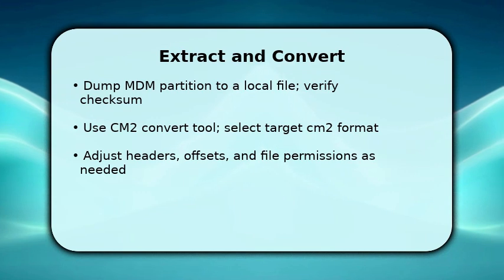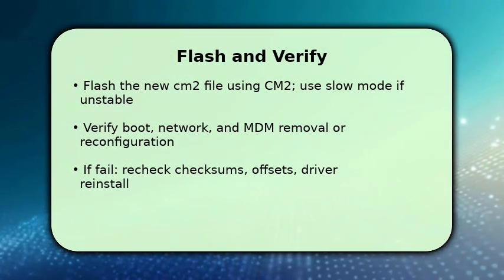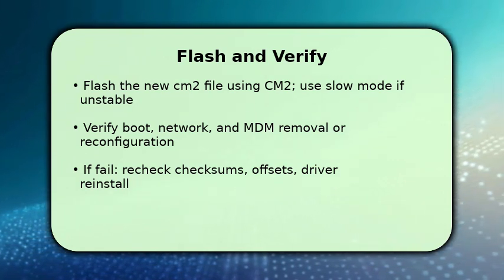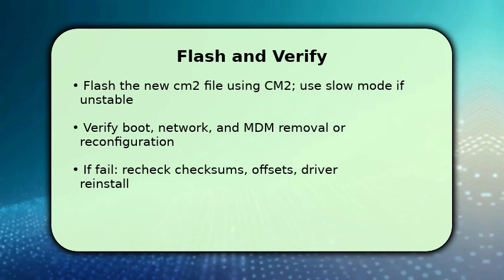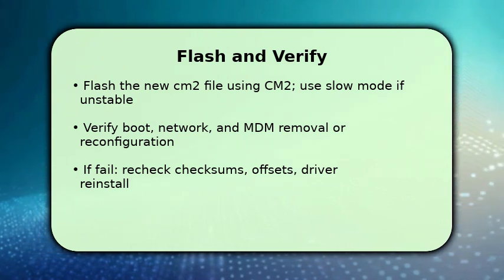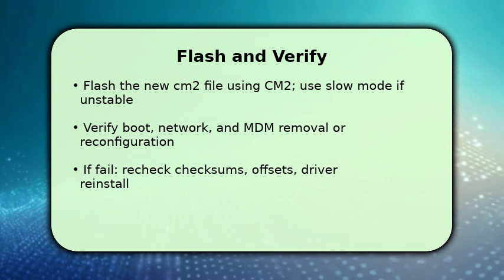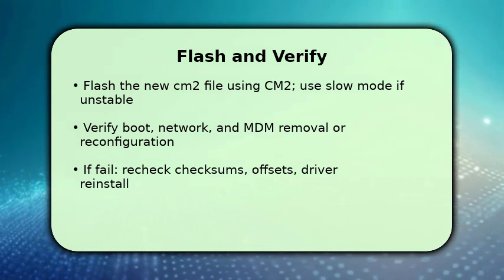You complete the process by flashing and verifying the converted file. Load the Cm2 image into Cm2 Flasher, select Safe or Slow mode if connection is flaky, and start flashing while watching logs. Once the device boots, confirm network services and that MDM controls are removed or reconfigured as intended.